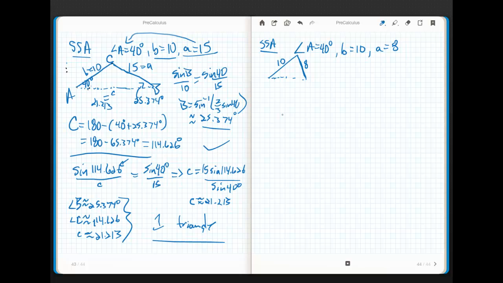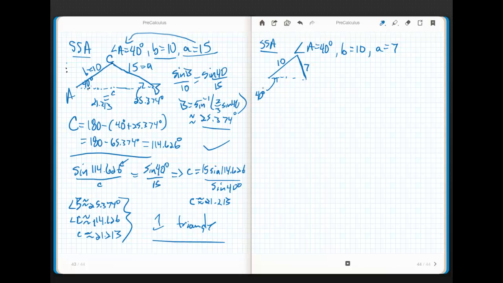Correct? Ooh, wait, I don't want 8. Sorry, I want 7. Sorry, you guys. Otherwise, I'm going to make a right triangle, and that's just going to be silly. So that's going to be 7. I'm going to make this side 7. All right? And remember, this angle in here is 40 degrees, correct? So this is 10, this is 7.